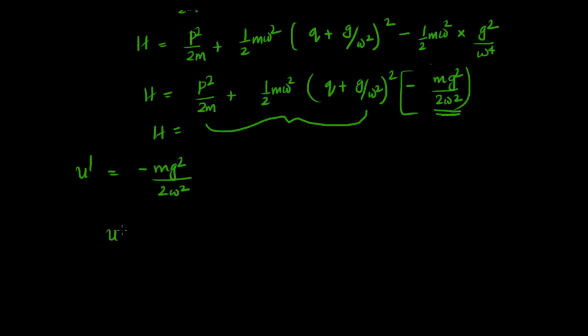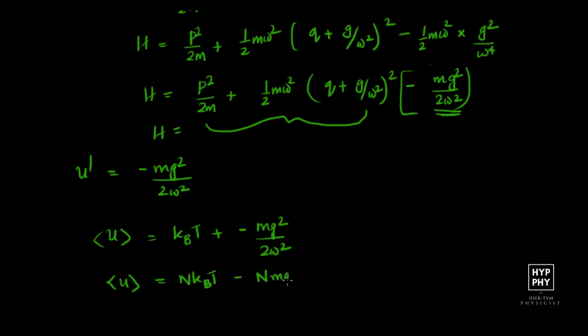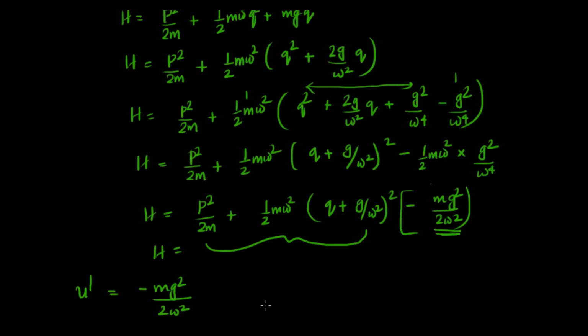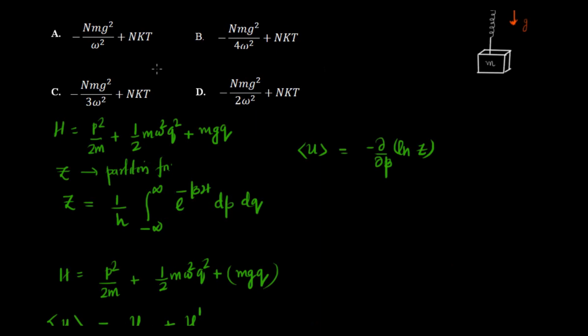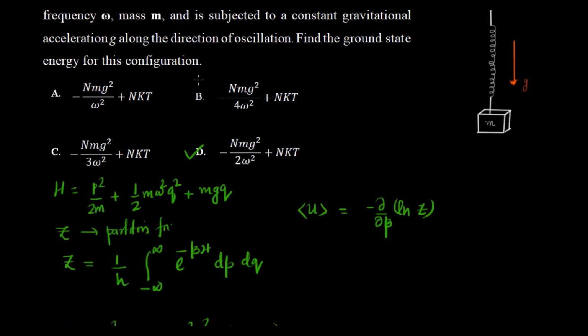So this U will be kBT minus mg square by 2 omega square. And the question says that it is for n independent oscillators, so the average energy will be n kBT minus n mg square by 2 omega square, right? So this option is the correct answer for this particular question.